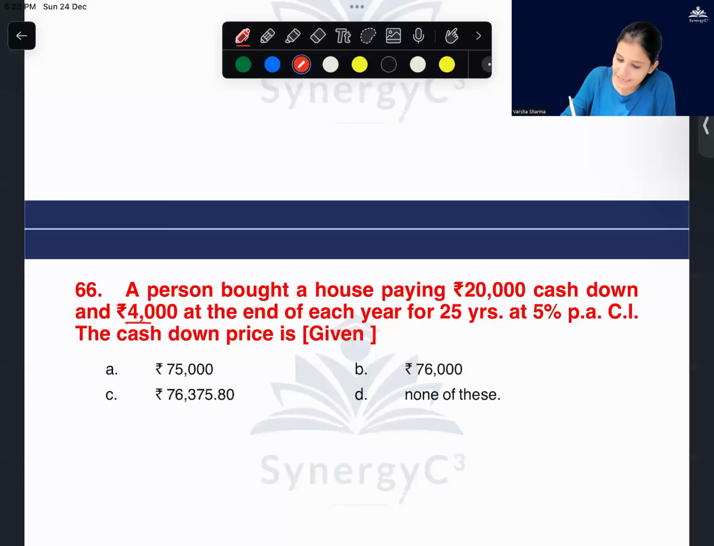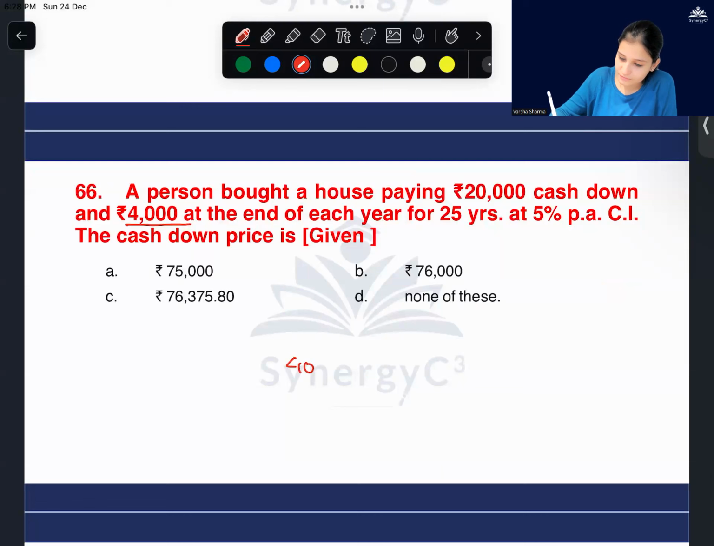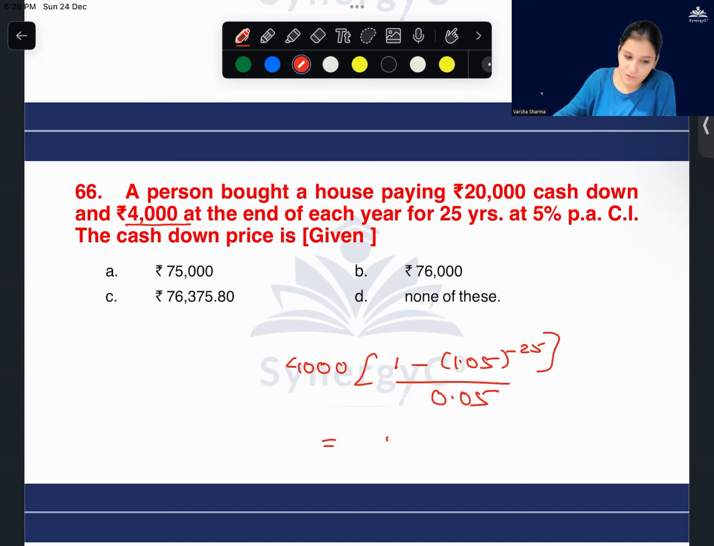So 4,000 at the end of each year. That means it's an annuity. 4,000 at an interest of 5%. So 1 minus 1.05 to the power minus 25 upon 0.05. See, this is definitely a loan question. This comes out to be 26,375.80. So this is my loan amount.